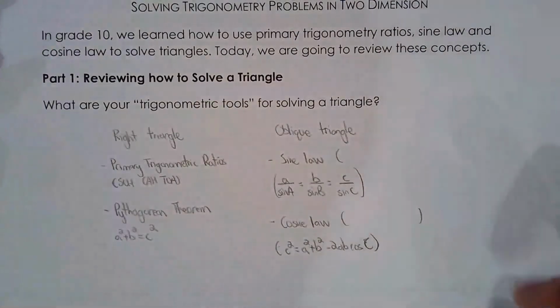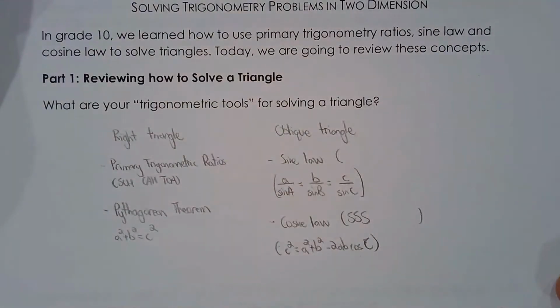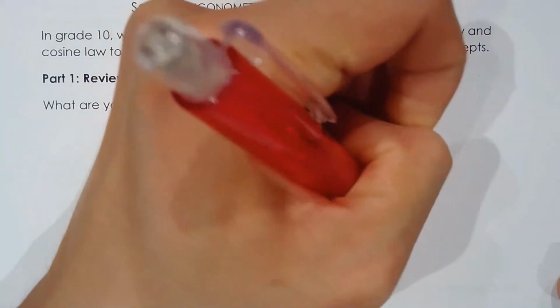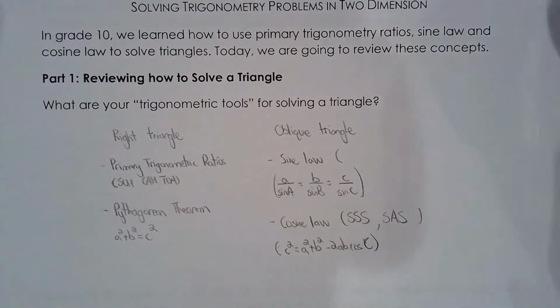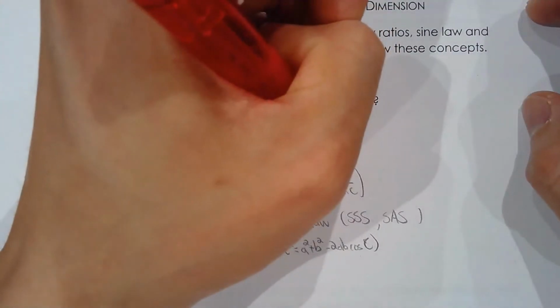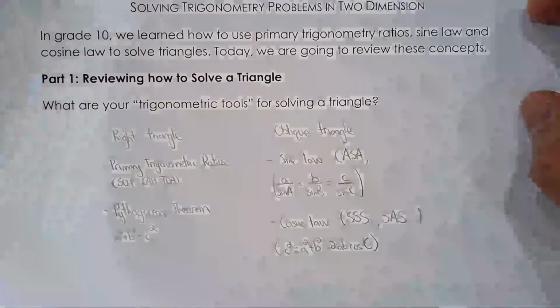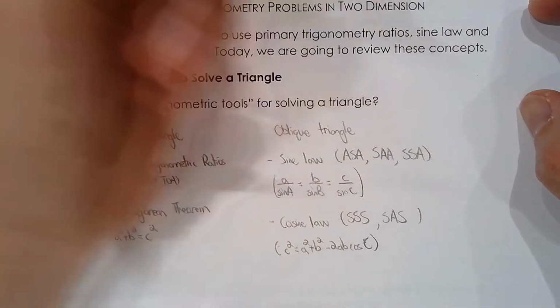I think knowing when to use the cosine law is a little easier. The scenarios for the cosine law are either side, side, side, or side, angle, side. Side, angle, side is 2 sides and a contained angle. And side, side, side is pretty clear: you have all 3 sides of the triangle and you're going to solve for an interior angle. Now what about the sine law? When would you use the sine law? When you have angle, side, angle, or angle, angle, side, or side, side, angle.